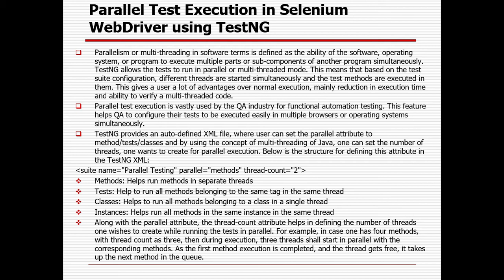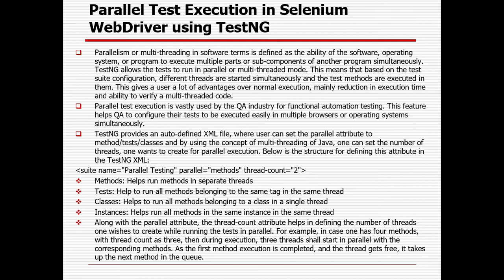Parallel test execution is vastly used by the QA industry for functional automation testing. This feature helps QA to configure their tests to be executed easily in multiple browsers or operating systems simultaneously. TestNG provides an XML file where the user can set the parallel attribute at the method level, test level, or classes level. And by using the concept of multi-threading of Java, the user can set the number of threads the user wants to create for parallel execution.